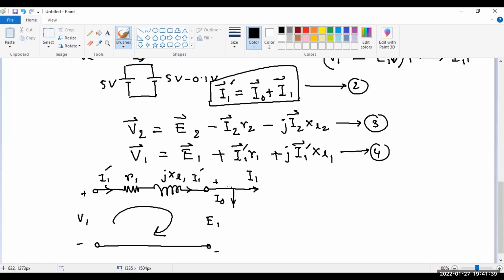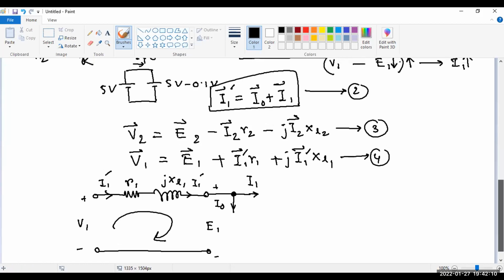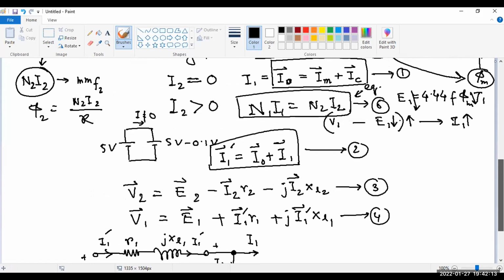So this is the node that I was talking about. This node you have to realize. Got it? So this is the node you have to realize, and you have to realize two branches. One carries I1, another carries I0. So two outgoing currents and one incoming current. Incoming current is I1 prime and outgoing currents are I0 and I1. Next, you have to realize equation number 1.